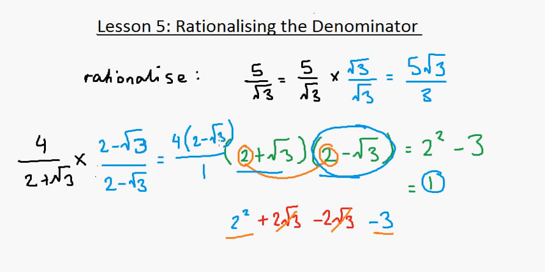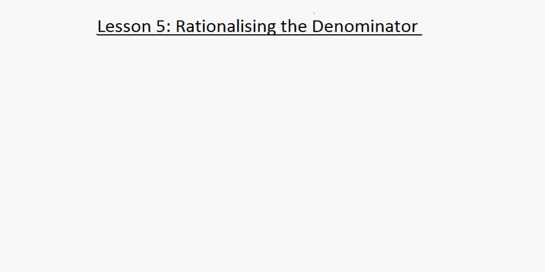So this page looks kind of messy. Let's get to a new page. So now we've noticed something. We've noticed that there's this special technique, and luckily mathematicians have discovered this years ago, called the conjugate, which is what you times the denominator by when you want to rationalize it.